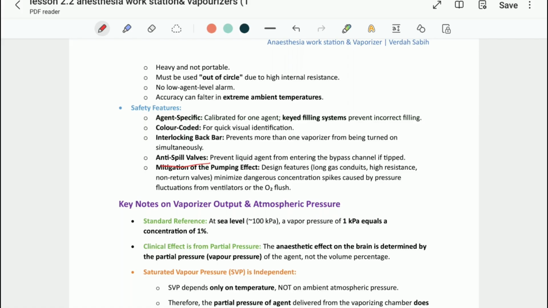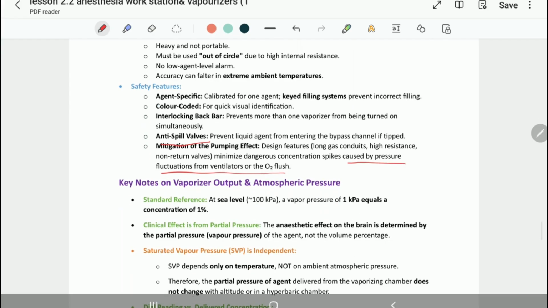The design features, which include long gas conduits, high resistance and non-return valves, minimize dangerous concentration spikes which are caused by pressure fluctuation from ventilators or the oxygen flush.